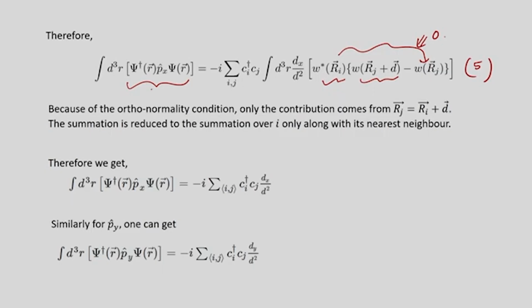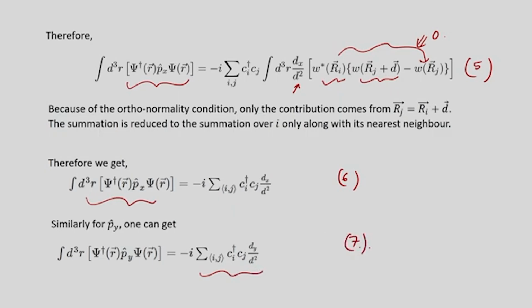So, this left hand side that we have in equation 5 has a form which is nothing but this 6, where this w star ri and w rj plus d will give you 1 because of the normalization, where d connects to the neighboring sites and so on. So, this is a Ci dagger Cj and then the dx by d square, and the volume integral over r goes on to make up for the orthonormality condition. Okay. And similarly for py, one gets exactly the same.